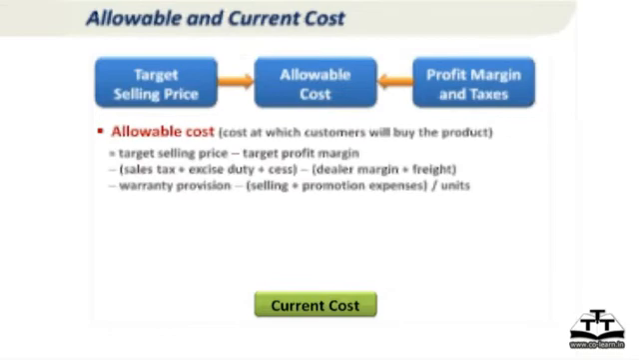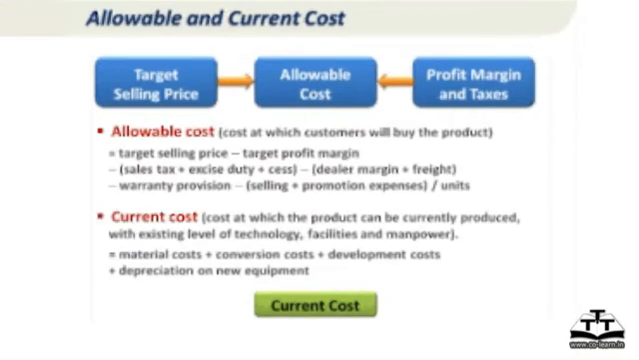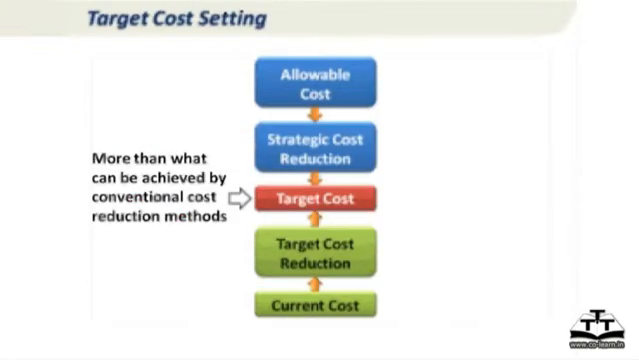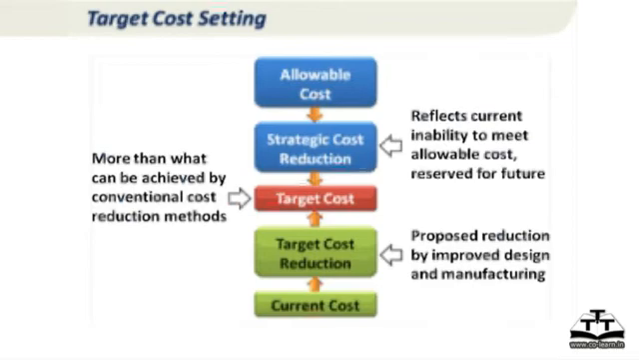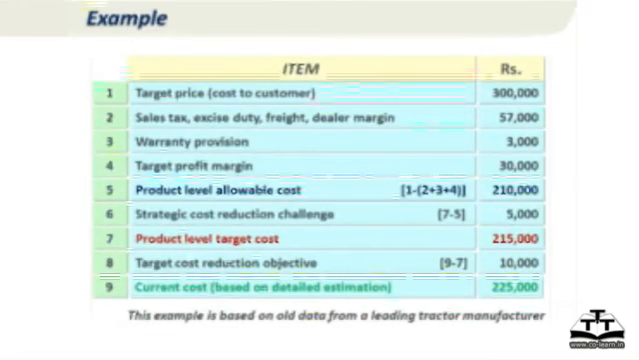Okay. So I have a few slides on how do you calculate allowable cost and current cost. I think these are straightforward, I will not discuss that. And yeah, so these are the reductions. Let me give an example that will make it very clear.